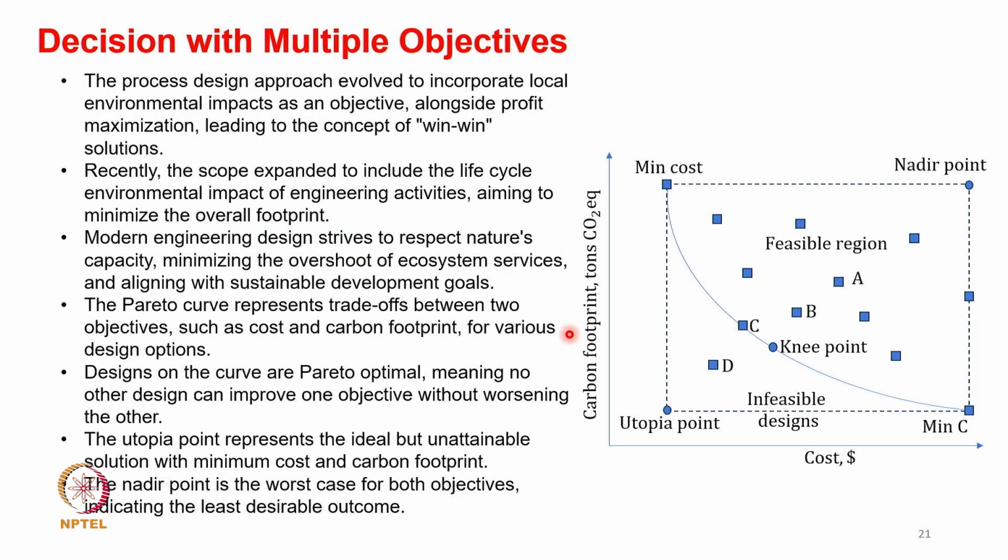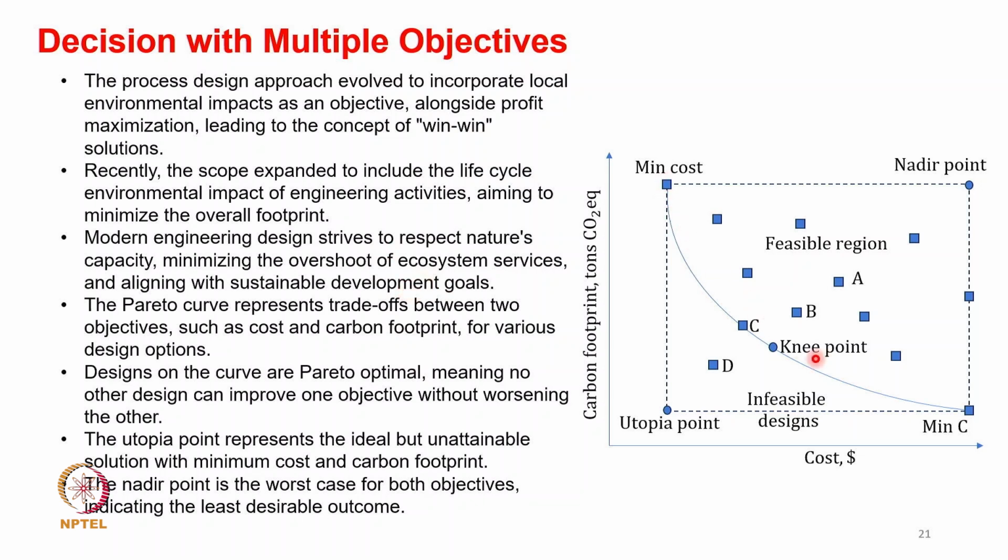And when you have such multiple objectives, what to do? The process design approach typically involves incorporating local environmental impacts as an objective along with profit maximization, leading to the concept of a win-win solution. Recently, the scope has been expanded to include the life cycle environmental impact of engineering activities, aiming to minimize the overall footprint. So, modern engineering design strives to respect nature's capacity, minimizing the overshoot of ecosystem services and aligning with sustainable development goals.